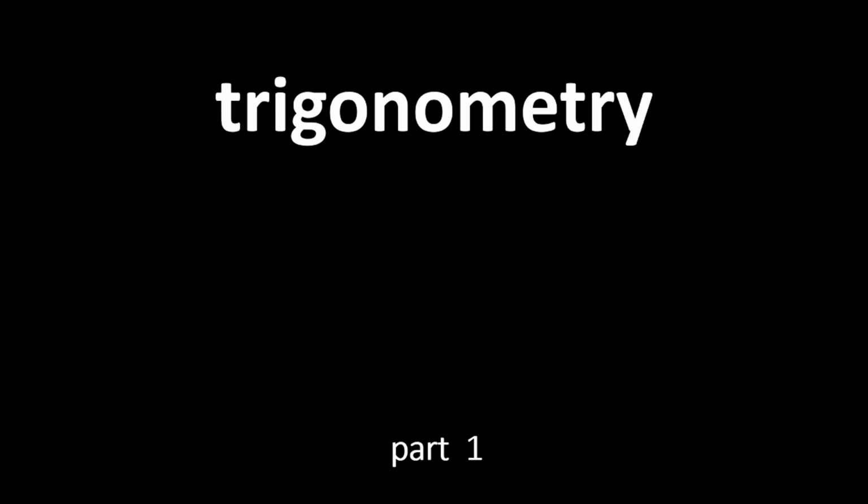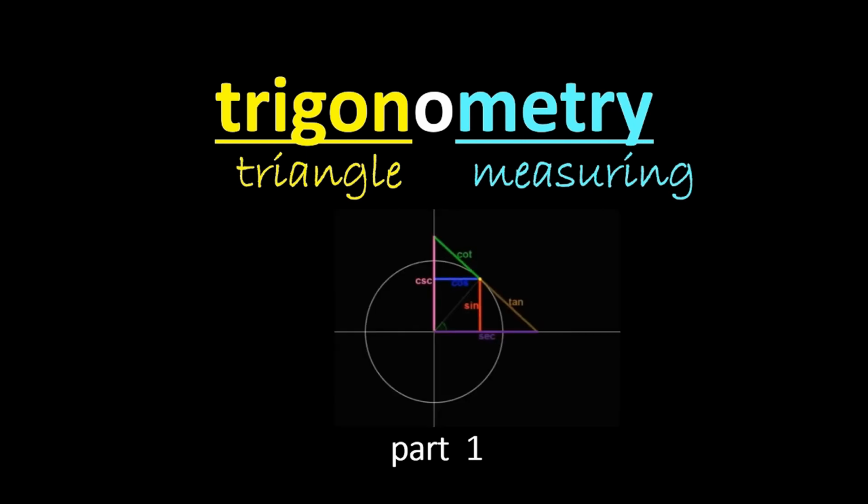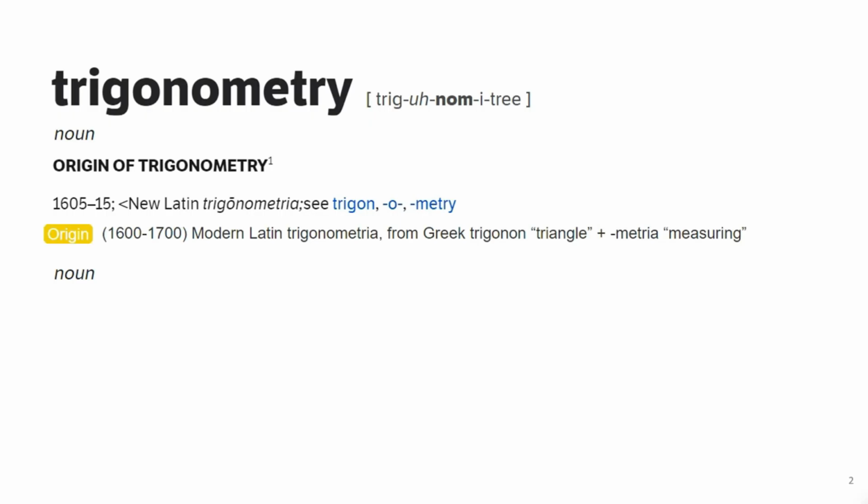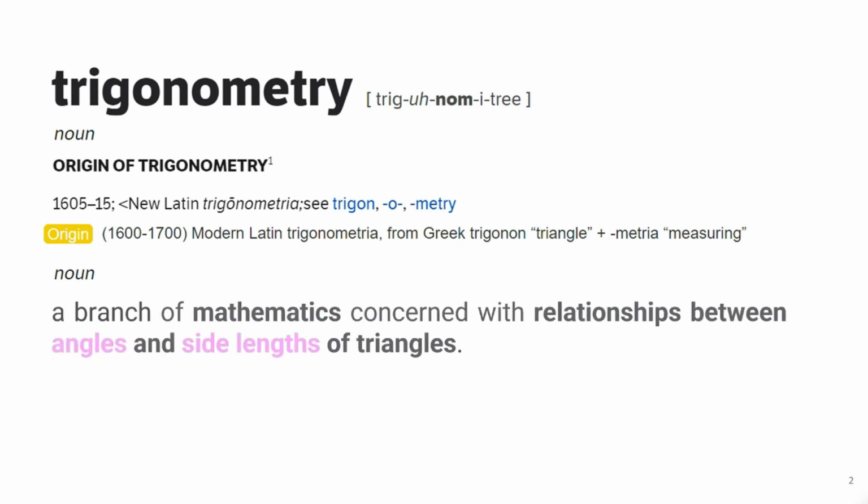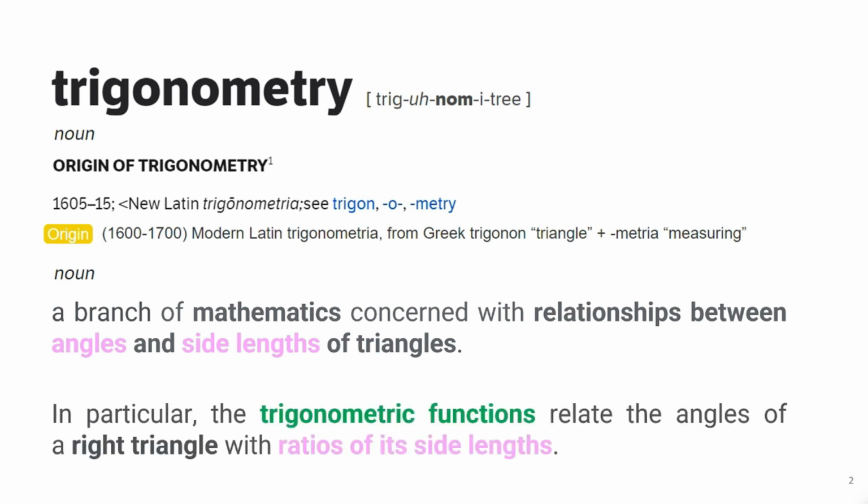What is trigonometry? Trigon means triangle, and metry means measurement. But as you delve deeper, you'll discover it's more about angles within circles. As the name suggests, trigonometry is a branch of mathematics concerned with the relationships between angles and the side lengths of triangles. And the trigonometric functions relate the angles of a right triangle with ratios of its side lengths.